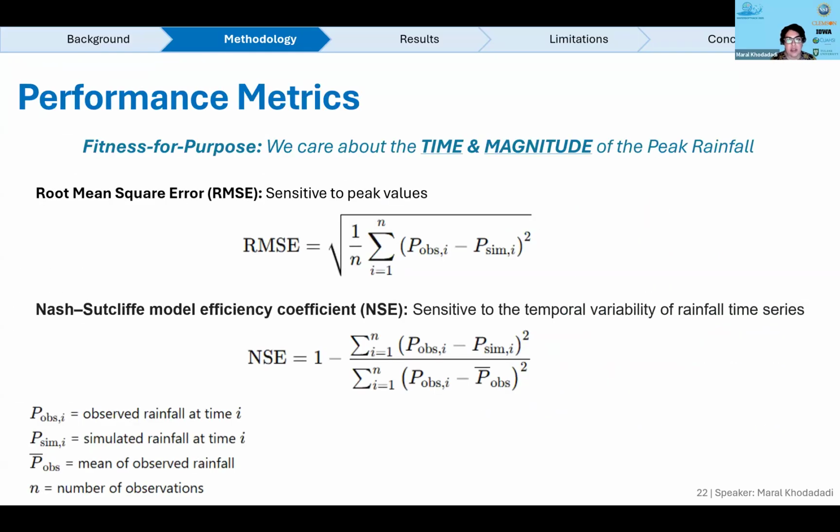To better understand the model's performance, the selection of the evaluation metric is based on purpose. Our objective is targeting the correct time and magnitude of the peak rainfall. So RMSE and NSE were selected. Okay.